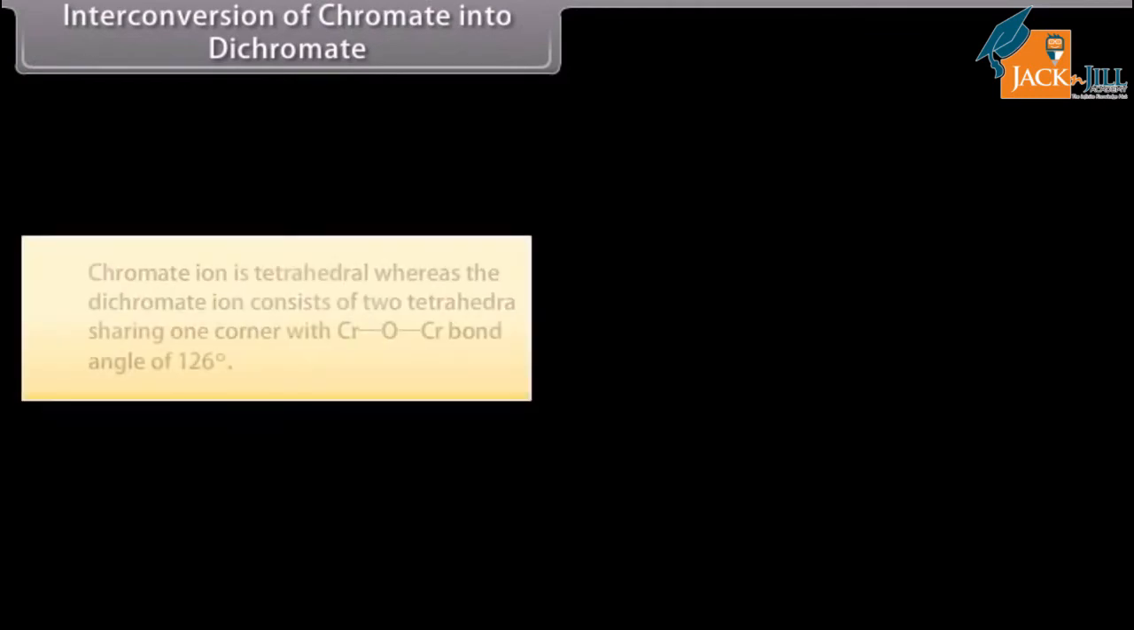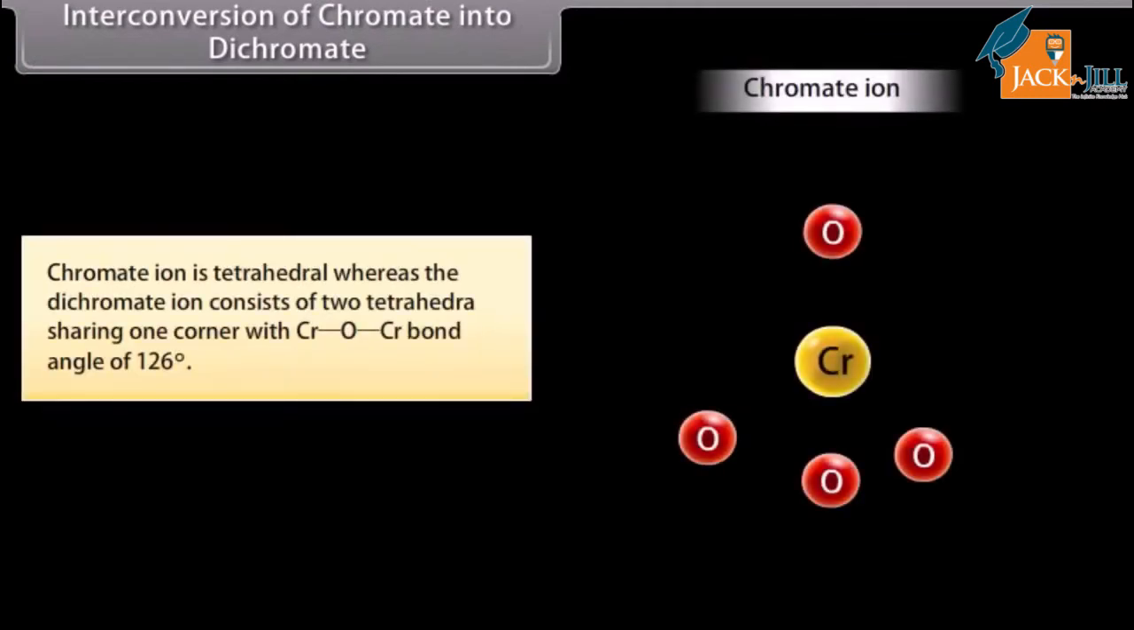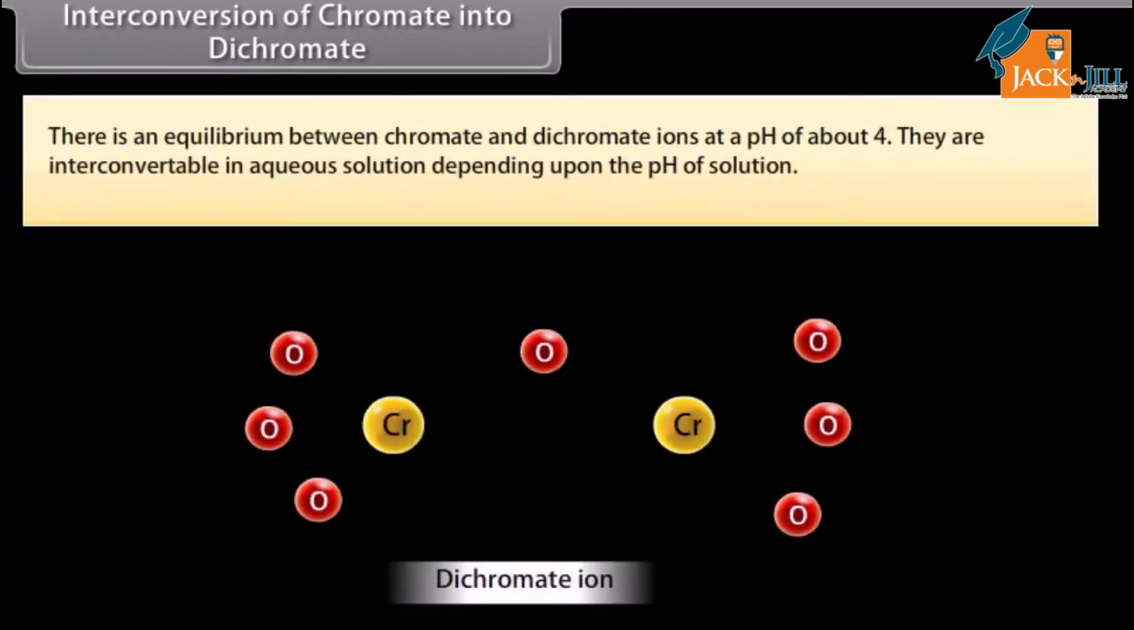Interconversion of chromate into dichromate. The chromate ion is tetrahedral, whereas the dichromate ion consists of two tetrahedra sharing one corner with a chromium-oxygen-chromium bond angle of 126 degrees.